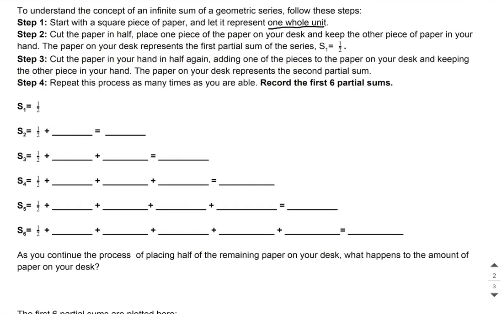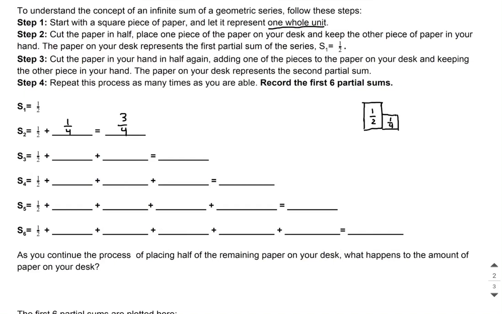And you're going to keep repeating this process as many times as you are able, and then record the first 6 partial sums. So really you just have to do this 6 times. The first one, once you put the 1/2 down, the paper in front of you should look like this, right? A rectangle, half of a square. After you cut the half in your hand in half, you're adding 1/4 to that 1/2 on your desk. So my second partial sum is 1/2 plus 1/4, which is going to give me 3/4.